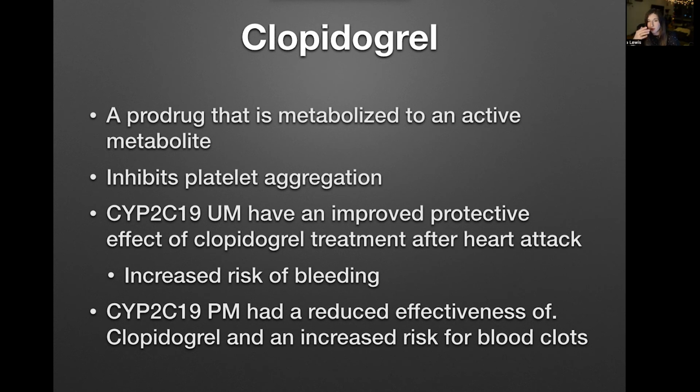Clopidogrel is given to people who just had heart attacks or are recovering from surgery to decrease the risk of blood clots. As we were thinking about before, if you're given a prodrug and you're an ultra rapid metabolizer, you're going to produce a lot more of that active metabolite. So if an ultra rapid metabolizer is given a normal dose of clopidogrel, their blood's going to become really thin. It is good because it will help prevent a blood clot, but not good because it will increase the risk of bleeding. On the other hand, poor metabolizers have reduced effectiveness of clopidogrel, so they're at an increased risk for blood clots.